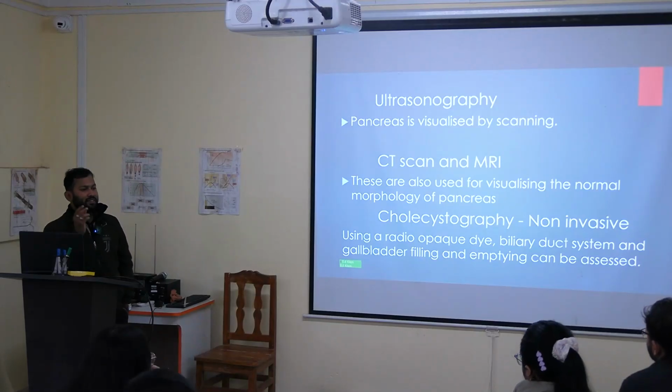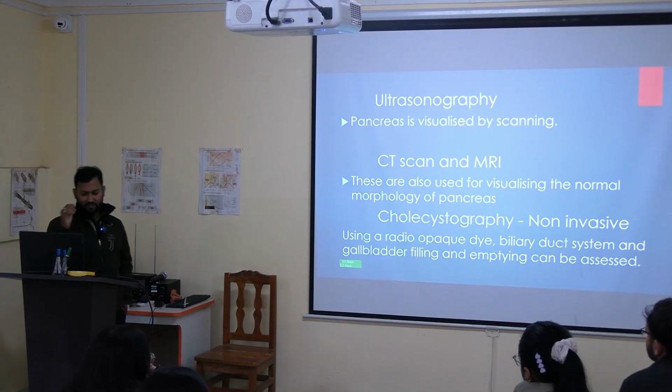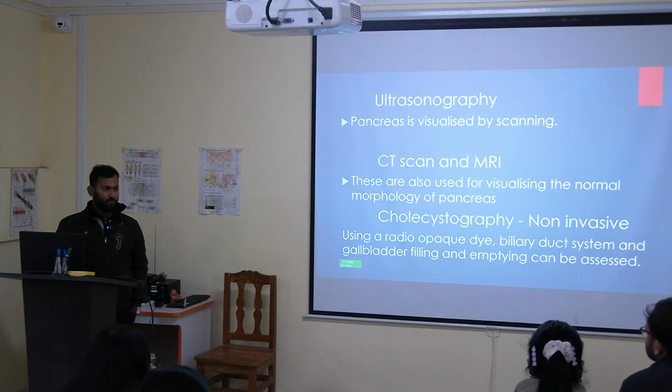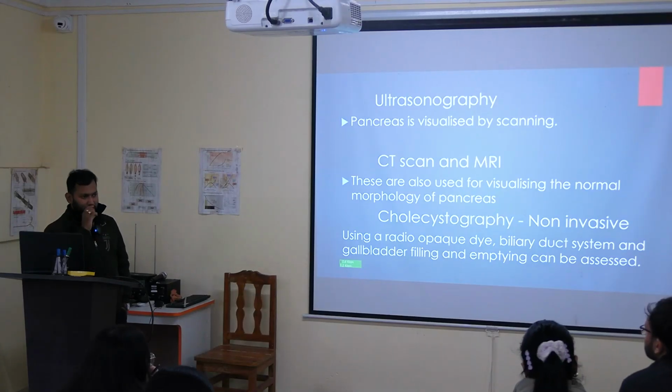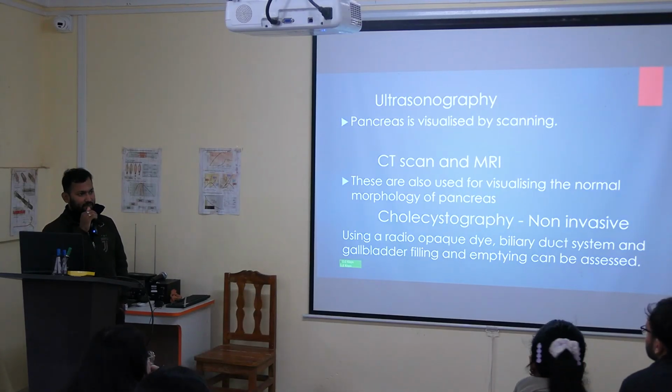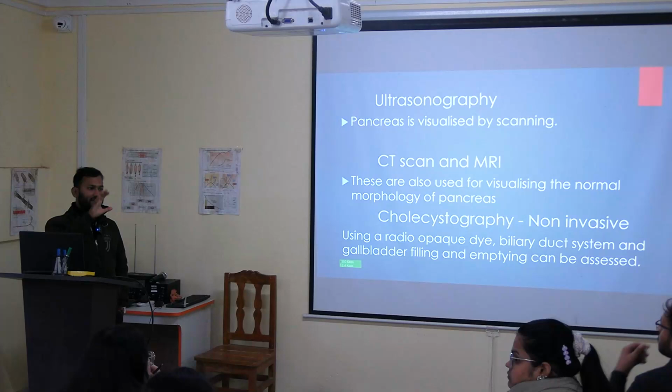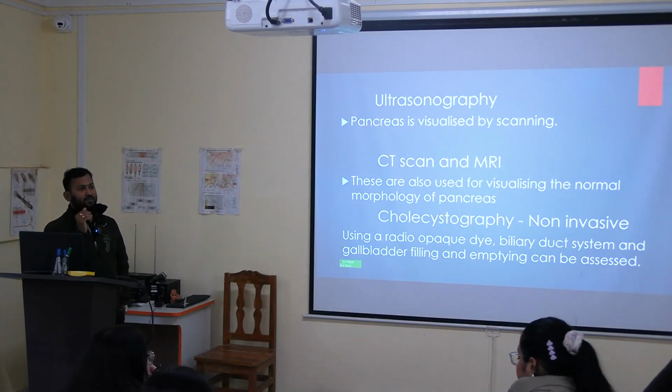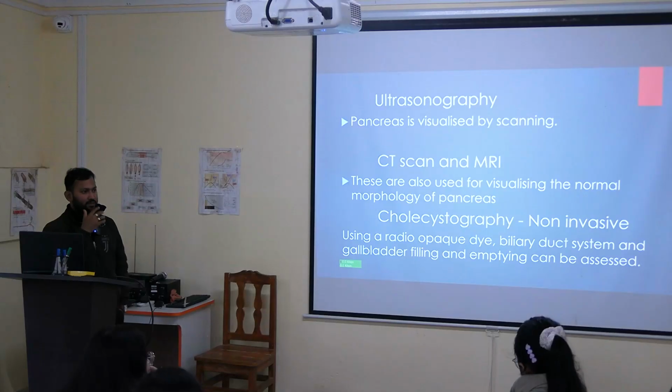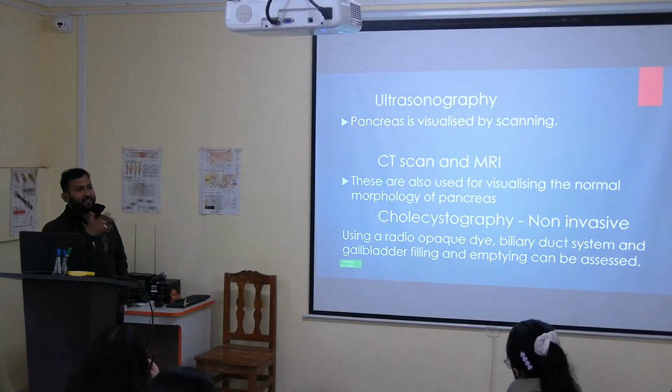So we will be visualizing the dye, and if suppose the dye is not going into any part of the pancreatic duct, you can know that there is some stricture or some problem within the pancreatic ducts. So this is non-invasive. The patient will drink the dye. After that, we will just take a photograph, meaning a CT scan or something else. By this, we can know whether it is entering the pancreas or not.